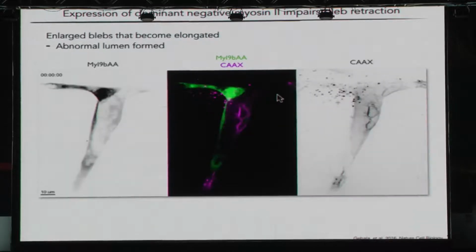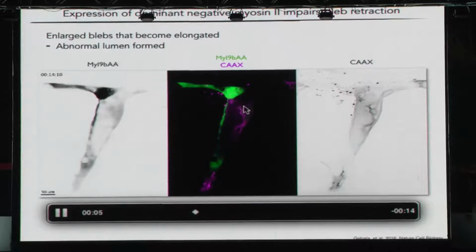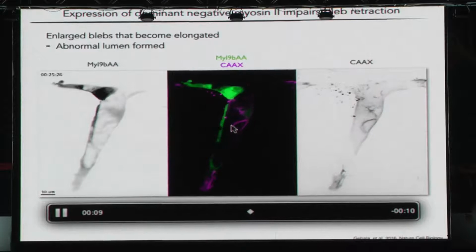And this is another example. In green is a cell overexpressing dominant negative myosin II. And here, I hope that you can see that there are enlarged membrane blebs because the blebs cannot retract. And this leads to a dilated lumen phenotype.